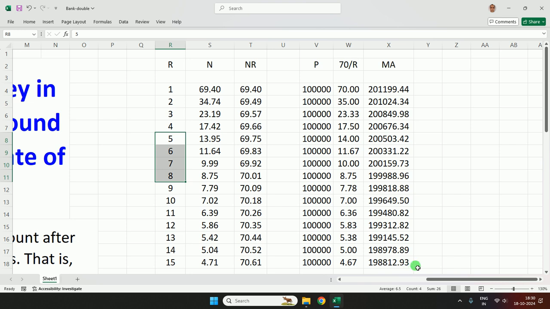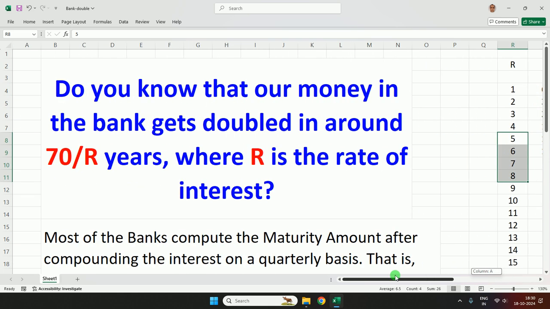So therefore, when your number of years is 70 divided by rate of interest, your principal gets doubled. So that's what justifies this particular statement that bank deposits get doubled in around 70 by R years approximately.